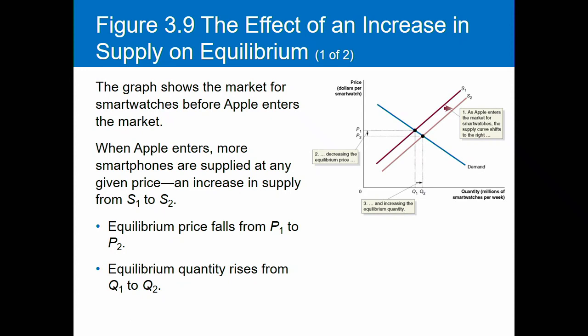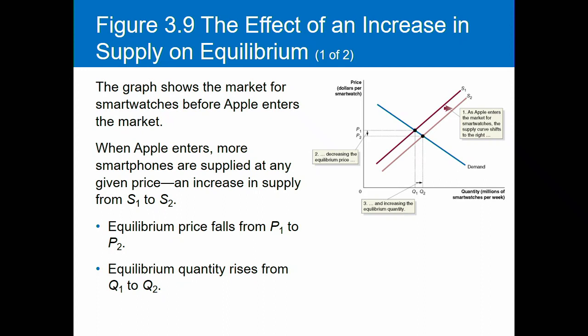All right. So we said last class that one of the things that shifts the supply curve to the right is the entrance of new firms. So let's say in the market for smartwatches, Apple enters and they begin selling smartwatches. When they enter the market, more smartwatches are going to be supplied at every given price point. So we're shifting the supply curve to the right, moving from S1 here to S2.